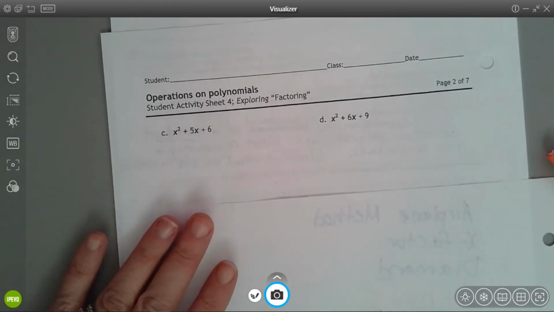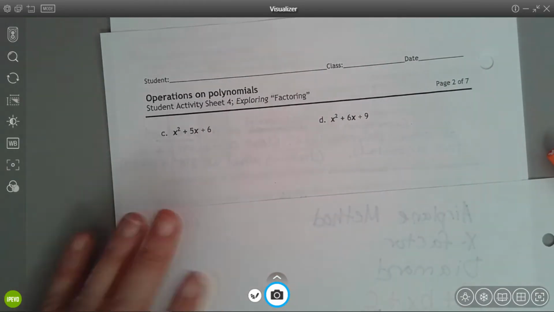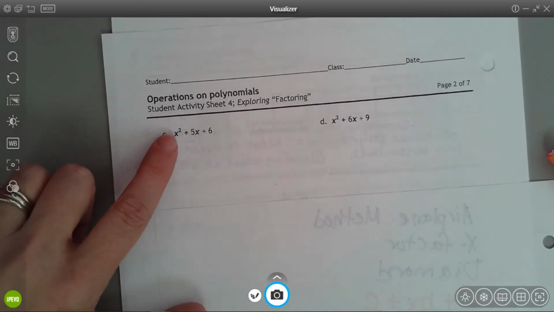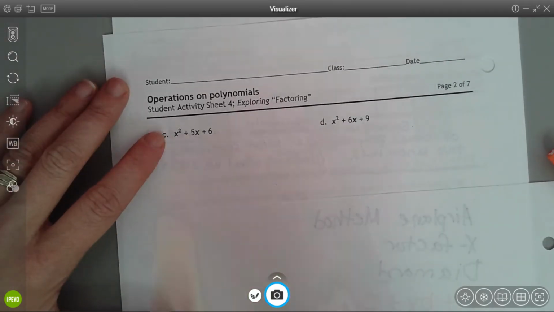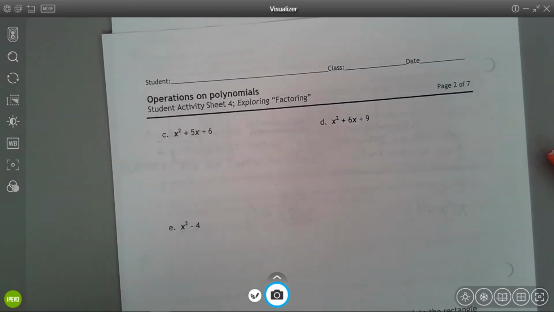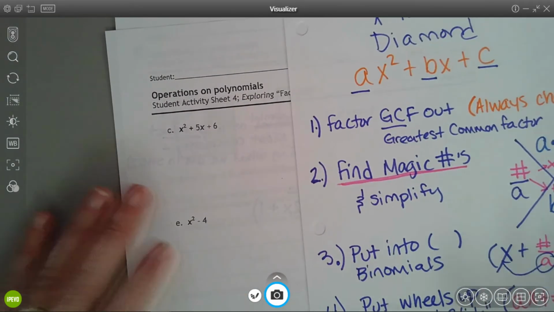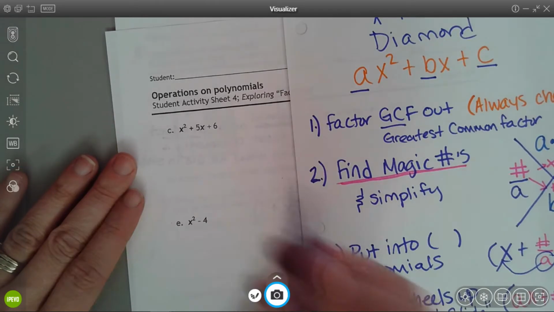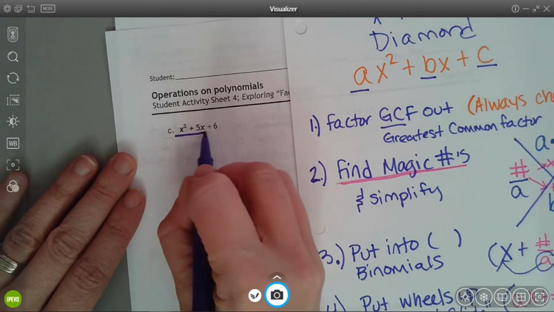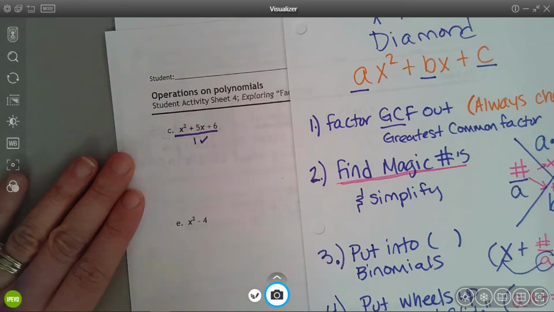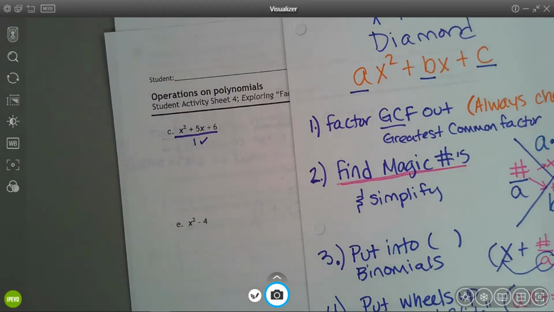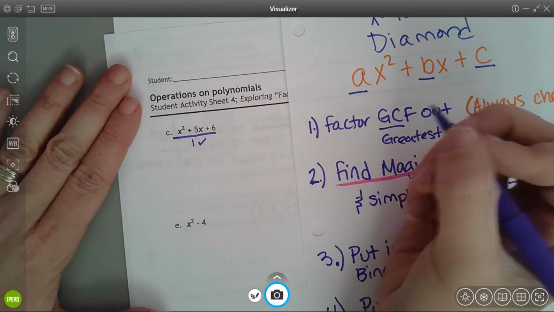Okay, so now on C, you see that we've got a squared term here. So again, step one, I'm going to factor out a GCF. I'm going to check my plane over for landing. And when I do that, I see it's one and done. I'm good to go. So step two, let's get our propeller going here.